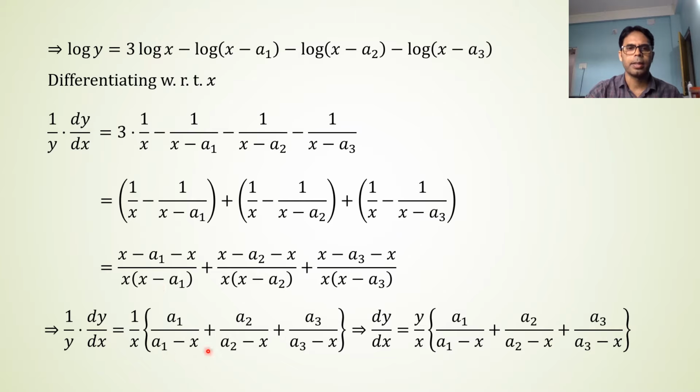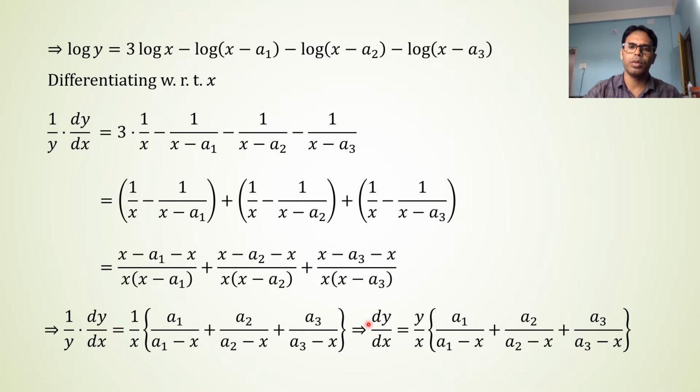a1 minus x plus, and here 1 by x is already taken away, and this minus is absorbed with the factor of the denominator, that is it is written in the form of a2 minus x, and plus this one, again 1 by x is already taken away, and x minus a3 as well, this minus can be absorbed with this factor, and that can be written as a3 minus x. And finally you see this y can be taken in the numerator of the right hand side.